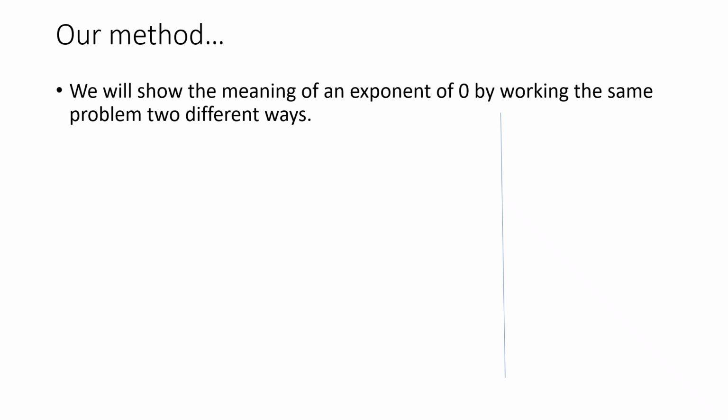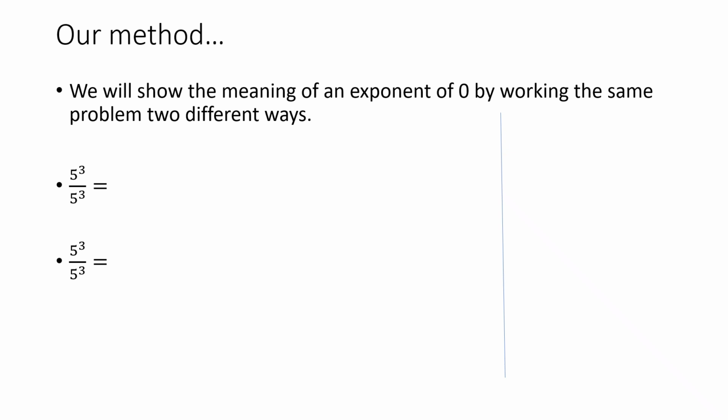So here's our method. What we're going to do is show the meaning of an exponent of 0 by working the same problem 2 different ways. So we're going to start with the same problem, and then we're going to proceed according to what we know. We're going to land in 2 different places and then draw a conclusion from there. So the problem we're going to look at is 5 to the third divided by 5 to the third.